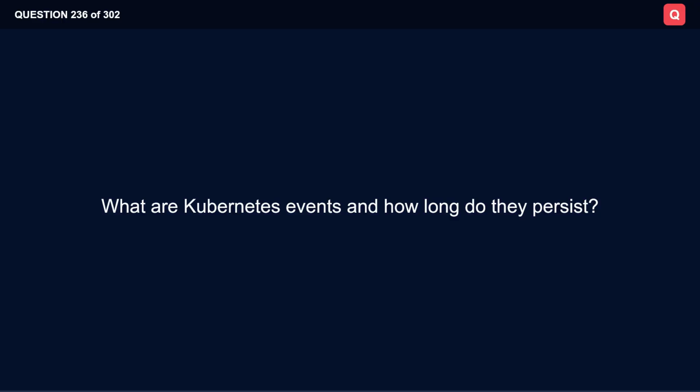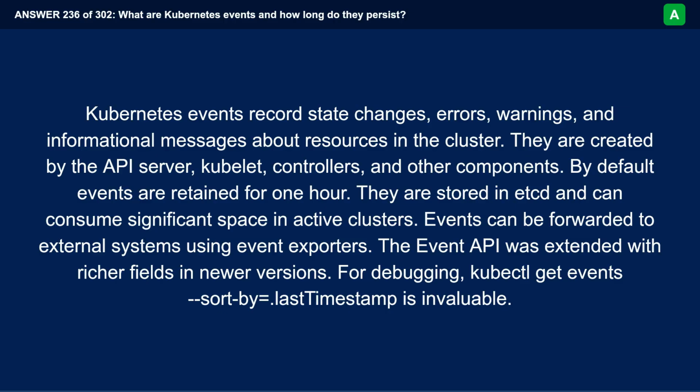What are Kubernetes events and how long do they persist? Kubernetes events record state changes, errors, warnings, and informational messages about resources in the cluster. They are created by the API server, kubelet, controllers, and other components. By default, events are retained for 1 hour. They are stored in etcd and can consume significant space in active clusters. Events can be forwarded to external systems using event exporters. The event API was extended with richer fields in newer versions. For debugging, kubectl get events --sort-by=.lastTimestamp is invaluable.